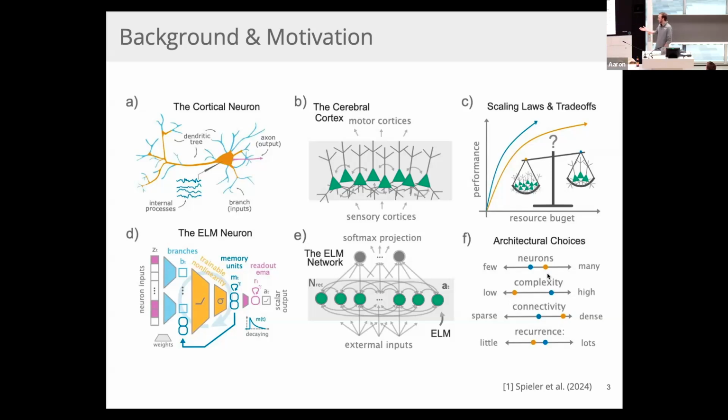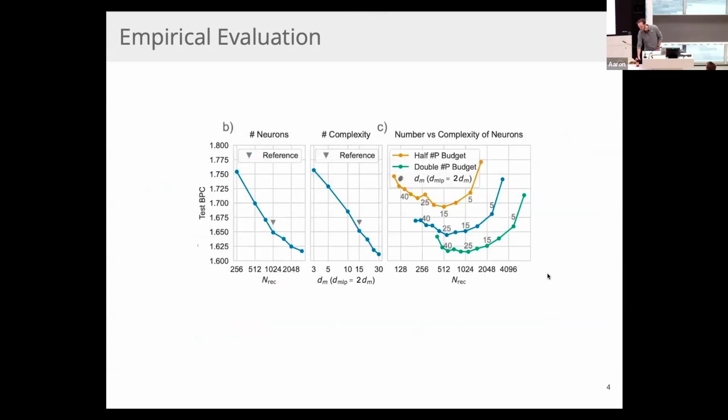And this is the question: how should you make this unit? Should you make it big, small, wide? And then there are other architectural choices. The two that we'll talk about today are the number of neurons and complexity, but you could talk about connectivity. And actually, I might talk about connectivity now after all, and recurrence. Okay, and this is what we're talking about now: the scaling as a trade-off.